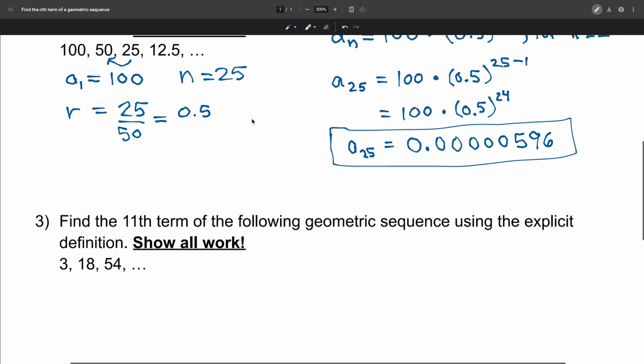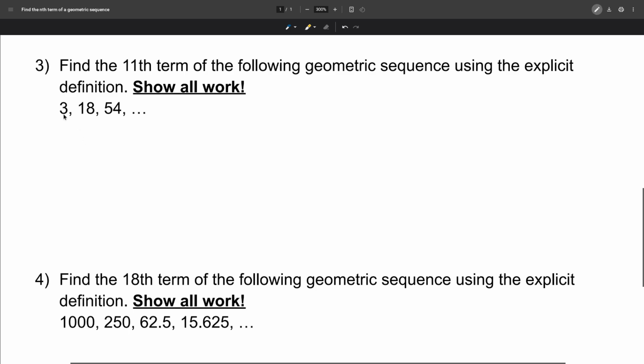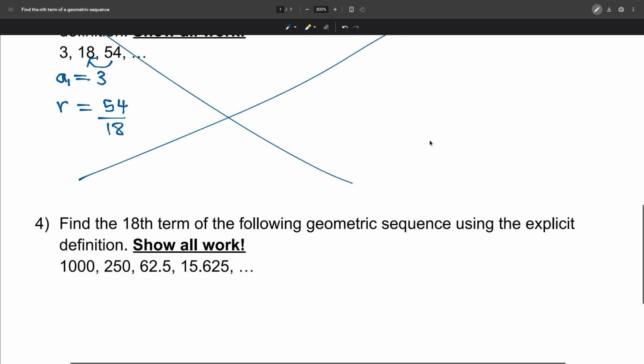Let's take a look at the third one. It says find the 11th term of the following geometric sequence using the explicit definition. So we've got 3, 18, 54. So our first term is 3. Our common ratio r: let's take 54 and divide by the previous term, so divide by 18. I note this one is not a good problem because I'm getting 3 here, but if I divide 18 by 3, I get 6. So this is not a geometric sequence. That was a trickster, so we're going to eliminate that problem. We'll cancel that one out.